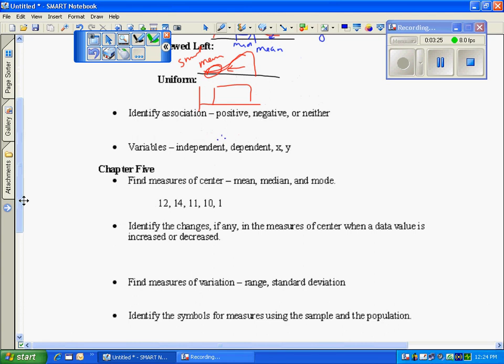Association is how the variables are associated. This would be a continual rise. Negative is a continued fall, and neither is here. So the faster I drive, the more gas I use. Faster and more gas, that would be a positive association. Independent would be the explanatory. And how can I remember that? It's with X. Dependent is your response, and it is with Y.